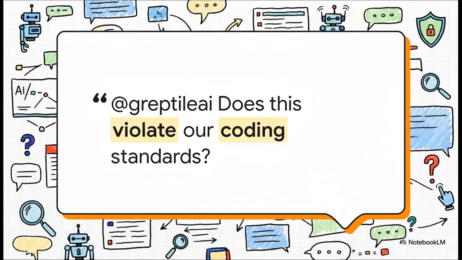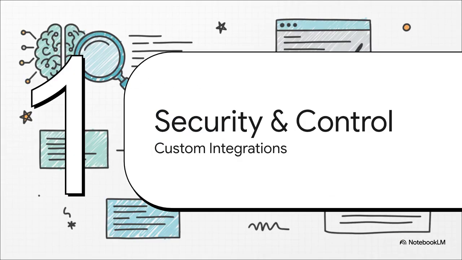And here's where it gets really cool. It's interactive. You can actually talk to it. Right in a GitHub comment, you can just tag @Greptile AI and ask it a question like, hey, does this change follow our team's coding standards? And it'll give you an answer. It's pretty wild.